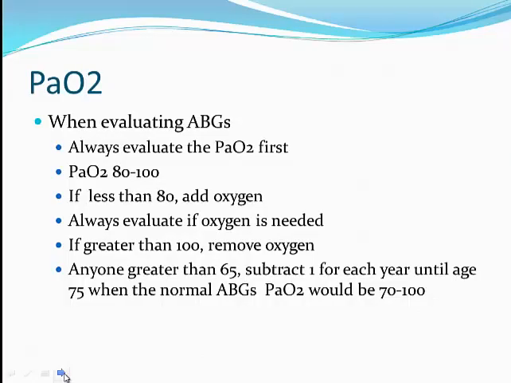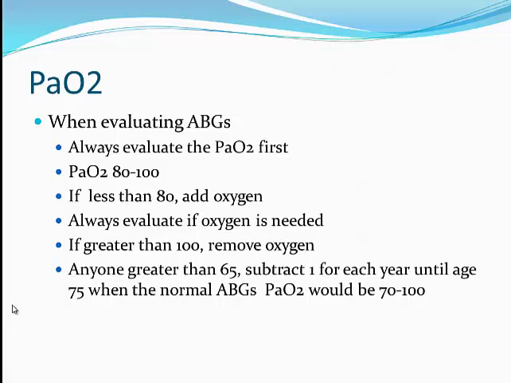When you're evaluating arterial blood gases, you're always going to evaluate the PaO2 first. The PaO2 is the easiest to fix. A normal PaO2 is 80 to 100. If it's less than 80, we need to add oxygen. Always evaluate if oxygen is necessary. If it's greater than 100, then we need to remove the oxygen.